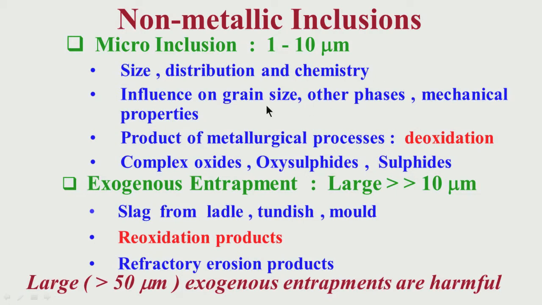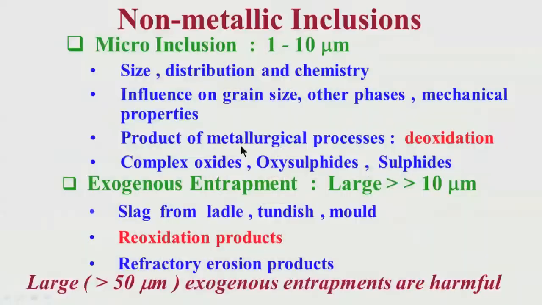Now, they have influence on the grain size; they might control the grain size in the steel. They might generate other phases, as they may act as nuclei for other phases to form. They might influence the mechanical properties: they might increase the strength, and decrease the toughness and ductility. Other properties like creep might also be affected in the presence of inclusions. We will take up these mechanical properties later on.